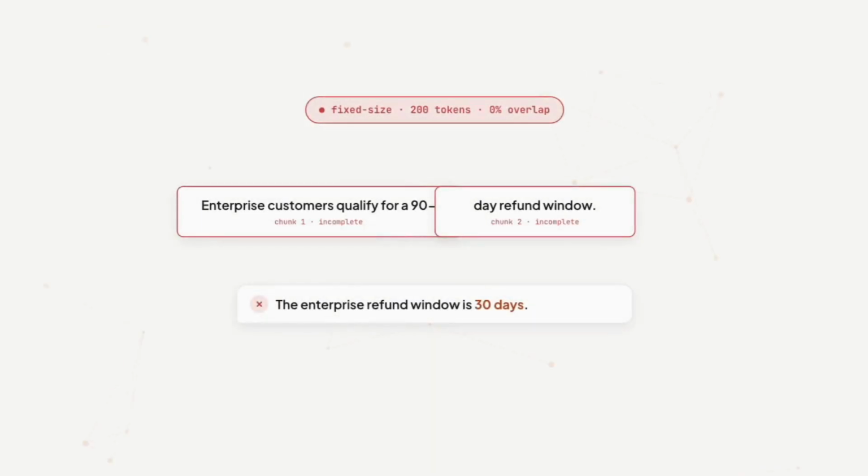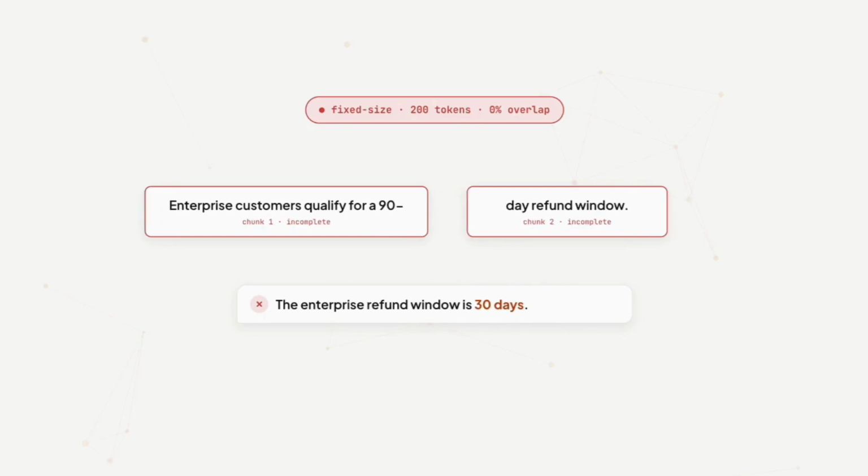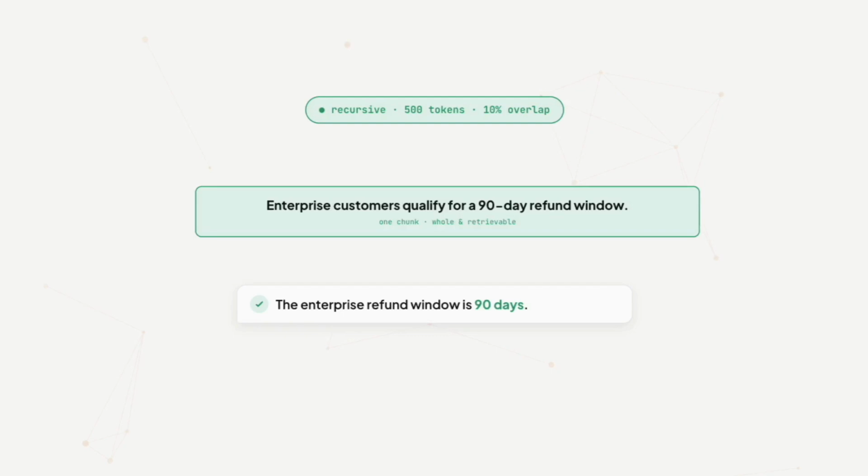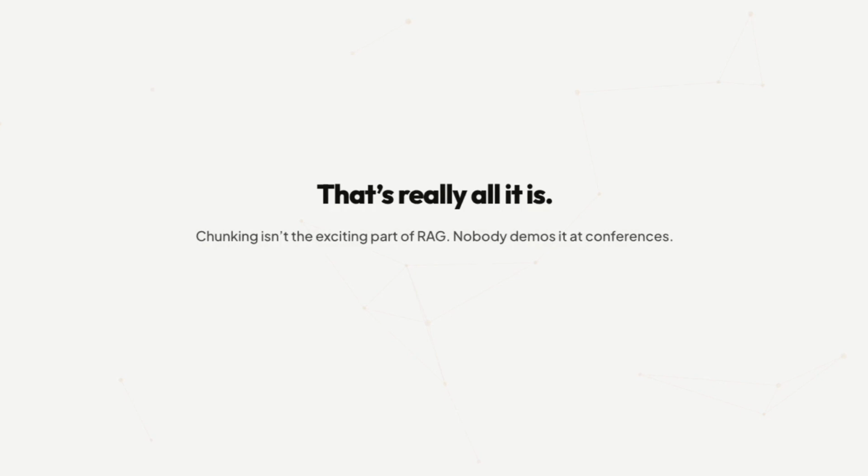Alright, so back to that chatbot. The original doc was chunked with fixed size splitting at 200 tokens, zero overlap. The enterprise refund sentence got cut right in the middle. Two incomplete chunks, neither one had the full answer. Switch to recursive chunking at 500 tokens with 10% overlap. That sentence stays together, the right chunk gets retrieved, and the AI gives the right answer. That's really all it is. Chunking is not the exciting part of building RAG systems. Nobody demos it at conferences, but it is the part where things quietly go wrong, and now you know exactly where to look when they do.